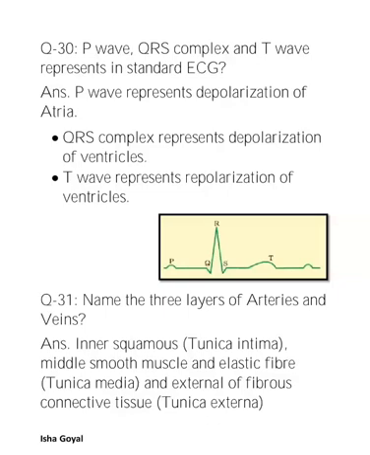Next, we have three layers in arteries and veins: an inner lining of squamous epithelium, the tunica intima; a middle layer of smooth muscles and elastic fibers, the tunica media; and an external layer of fibrous connective tissue with collagen fibers, the tunica externa.